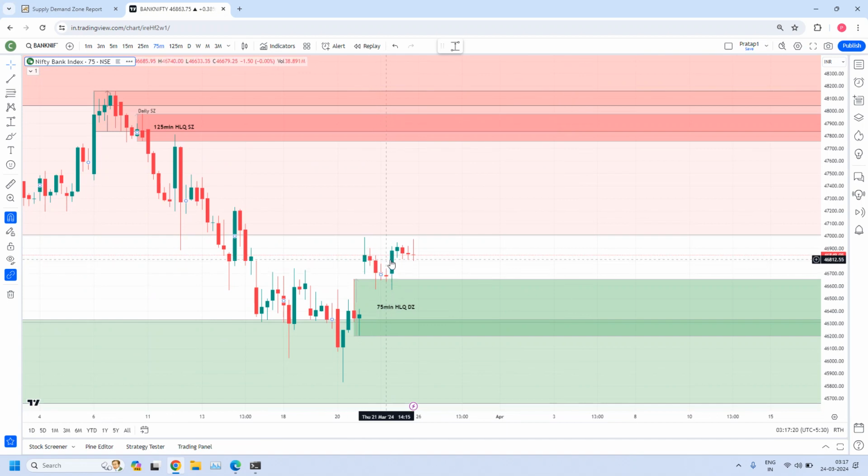See what happened. Friday prices entered into the zone, and then after that a move. The last trading day, this zone has given a very good trade opportunity. So excellent.